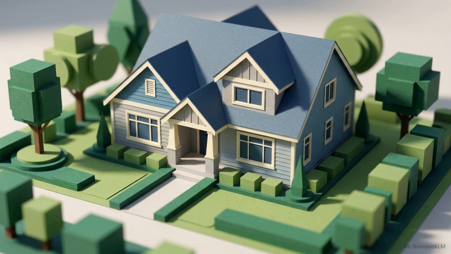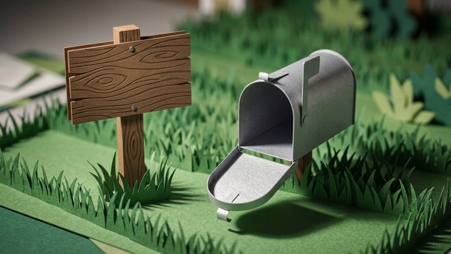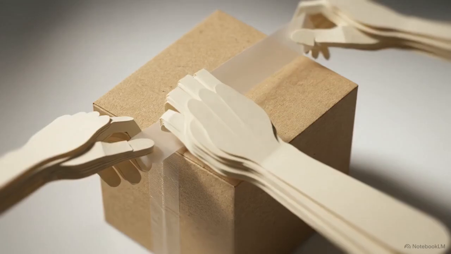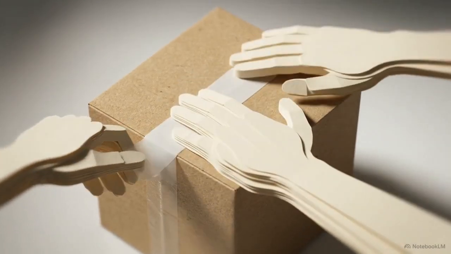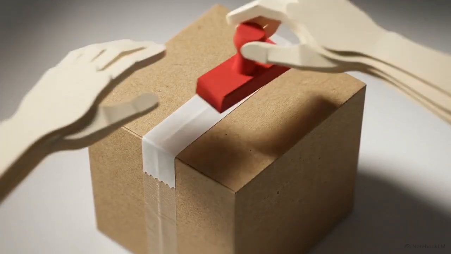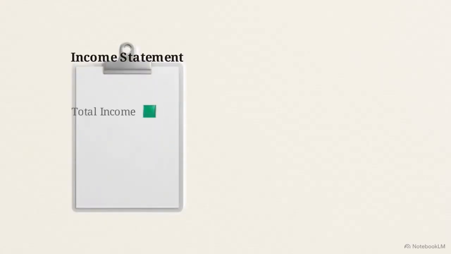Finally, we have accrued income. This is when the business completes work for a client, but the final payment hasn't arrived. The effort was made and the product was delivered, but the cash record for the year shows 0. On the income statement, we increase the total income. We do this because the work was completed within this specific year.